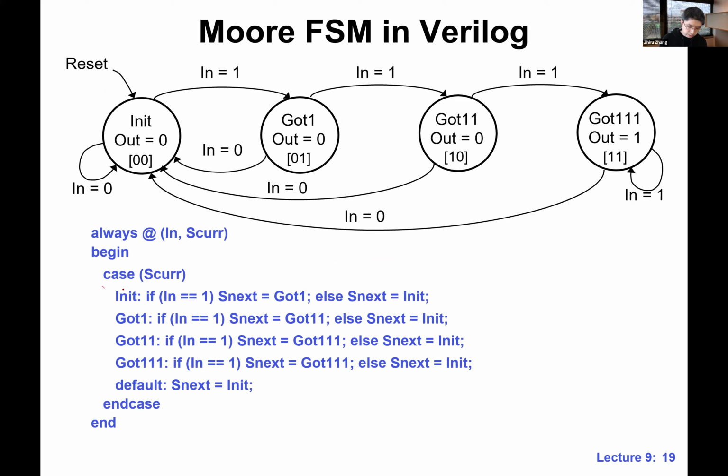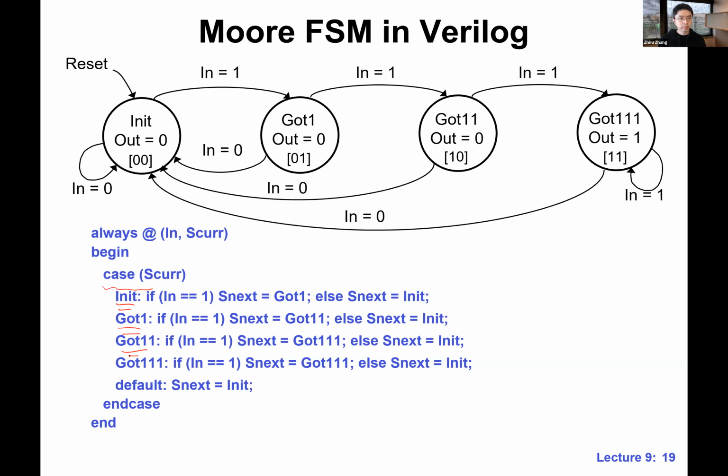We can actually use this case statement. This is one construct which is very convenient to use. Instead of writing a nested if-then-else, you can just use case. So depending on where we are, whether we are at init, got 1, got 11, or got 111, we will do different things. We will update the next state depending on the input and the current state. So this is basically what this always block is doing.